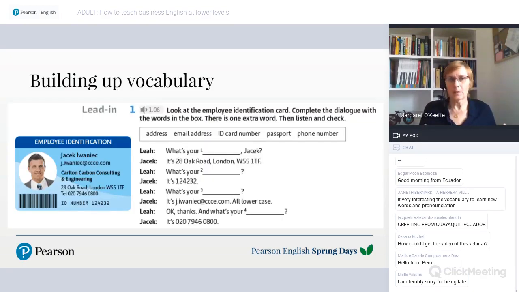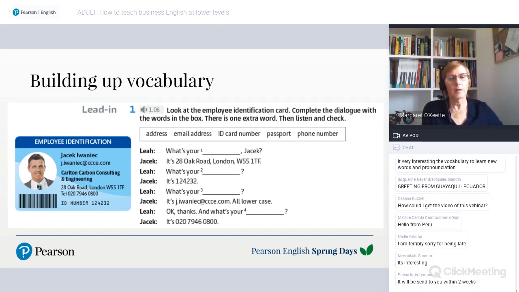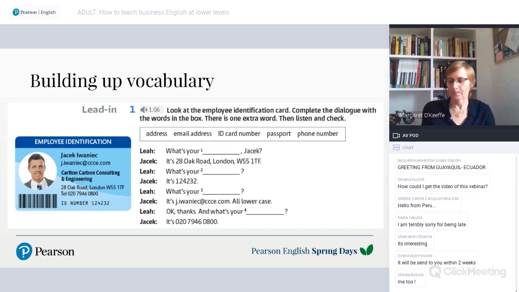So let's look at how we build up. I'm going to go through one lesson here. As I said, this is lesson 2 in the very first unit of A1 level. And what students are getting is a nice piece of realia, their employee ID card there, and then a conversation about that card to complete the missing words. And these are words to do with personal details: address, email address, ID card, phone number, passport, exactly.